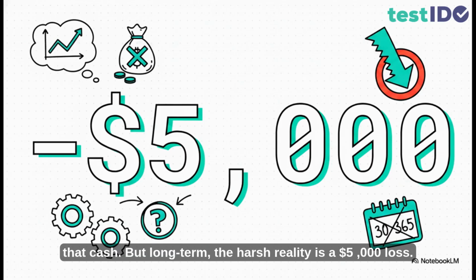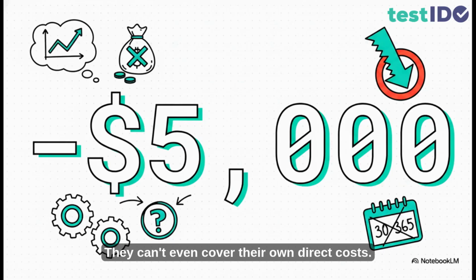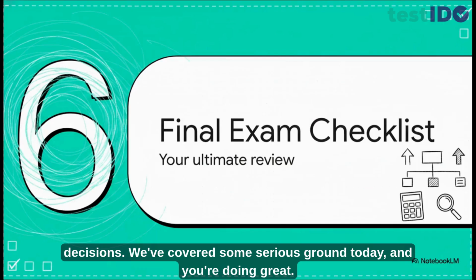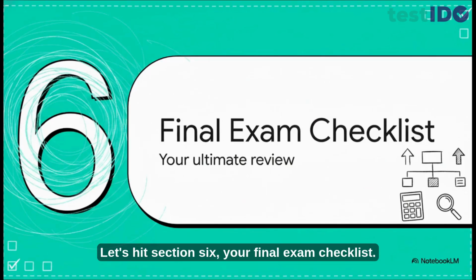But long term, the harsh reality is a $5,000 loss. They can't even cover their own direct costs. This right here is exactly how understanding these margins prevents disastrous long-term decisions. We've covered some serious ground today, and you're doing great. Let's hit Section 6, your final exam checklist.